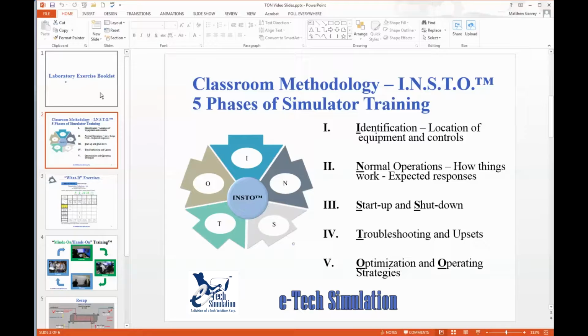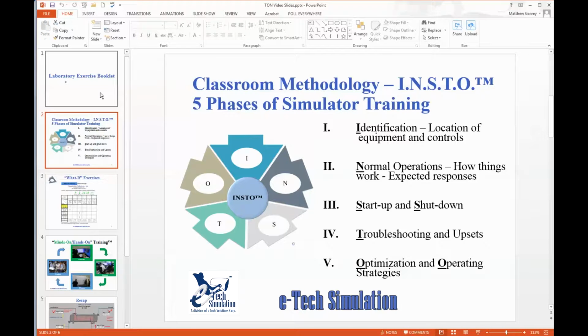We believe that before trainees can troubleshoot or optimize a system, they must understand where the system equipment and controls are located, as well as how they function. In addition, they must be aware of how the system operates under normal, startup, and shutdown conditions.